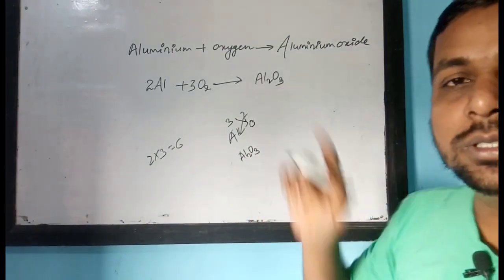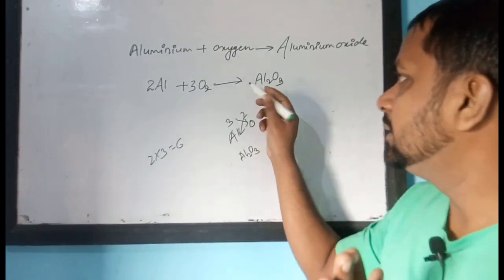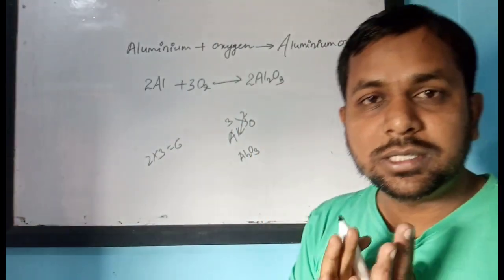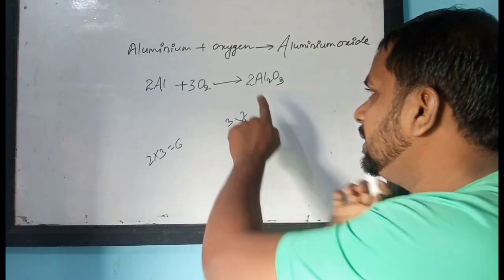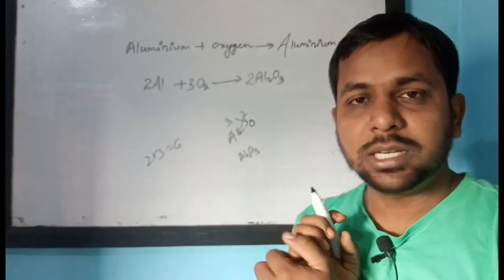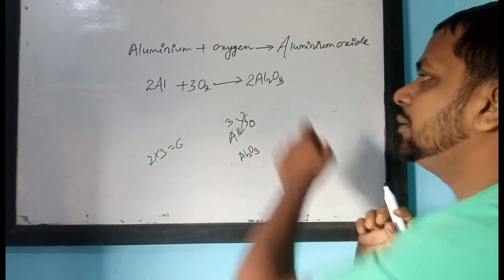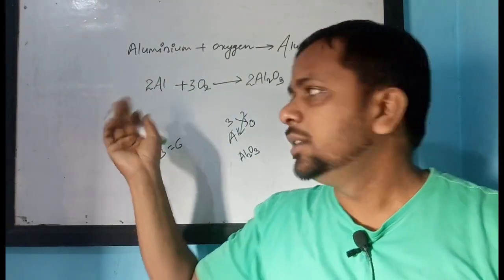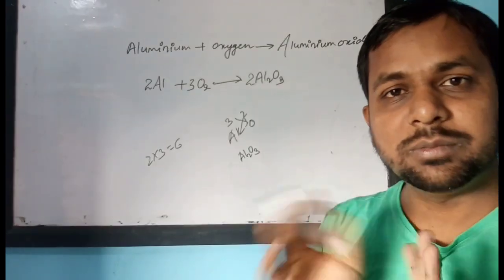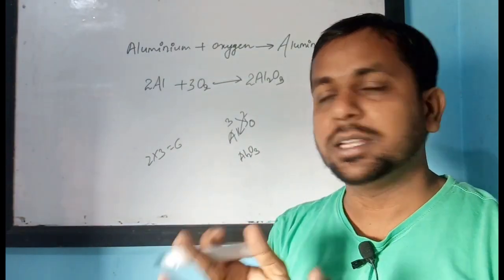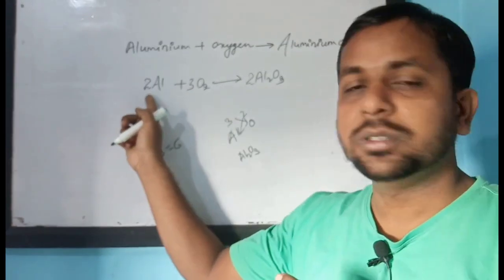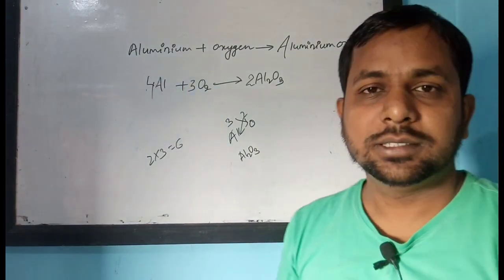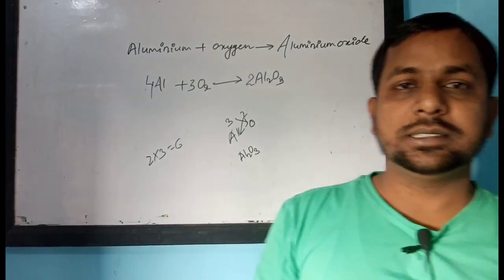But here how to make this oxygen 6? We have to put the number 3 here, so 2 times 3 becomes 6. But when we put the coefficient here, the aluminium is disturbed. Now this aluminium becomes 2 times 2, that is 4. But here aluminium is 2 only. Then we have to make it 4. So this method is called hit and try. At first we put here 2, now we have to put 4 here to balance it. In this way we can balance the chemical equation.